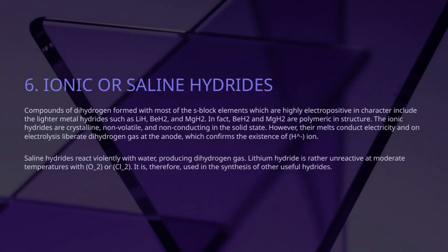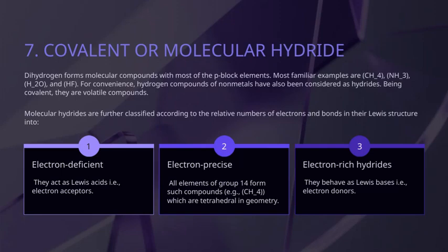This confirms the presence of the hydride ion, or H−, which is crucial for understanding their ionic nature. So, in summary, ionic or saline hydrides are characterized by their crystalline structure, their reactivity with water, and their behavior in molten states, which all tie into their fundamental ionic character and the way they interact with other substances in chemical processes.